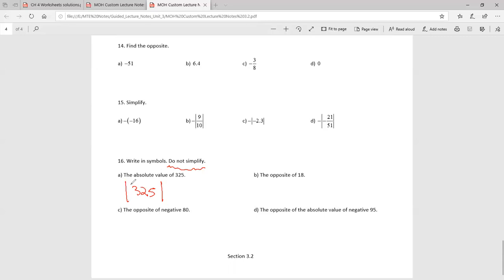For B, the opposite of 18, we said the word opposite just means to throw in a negative, essentially. So 18, here's the original 18. But when we have the word opposite, this word opposite tells us to put a negative in front of it. So negative 18. I just wrote too many ones. Negative 18 would be our answer.